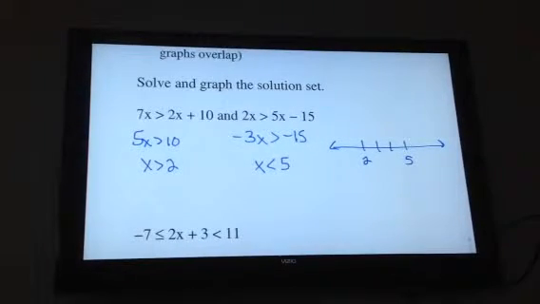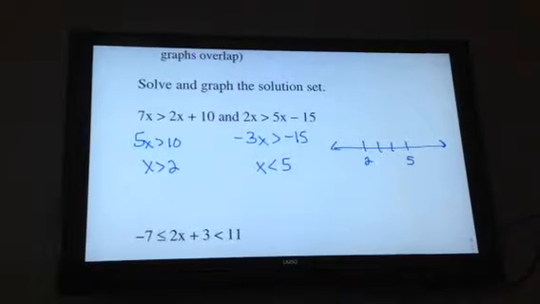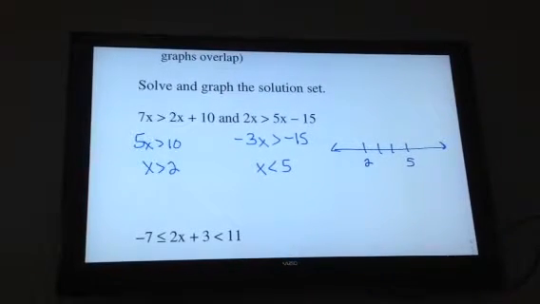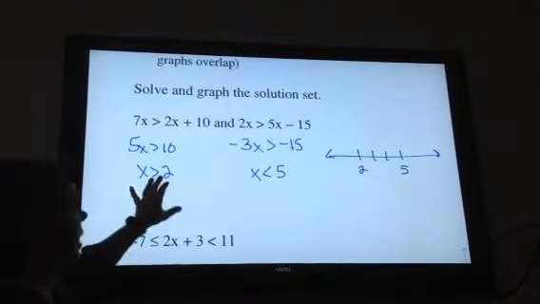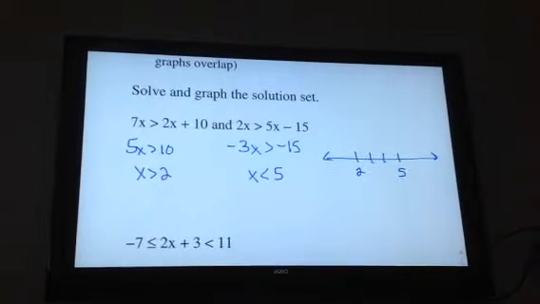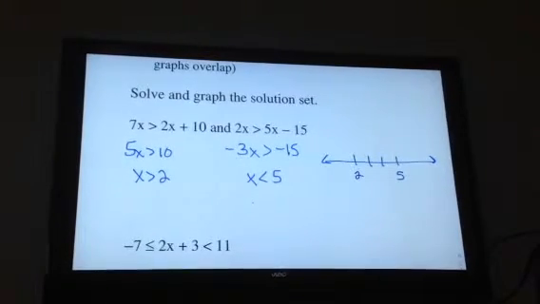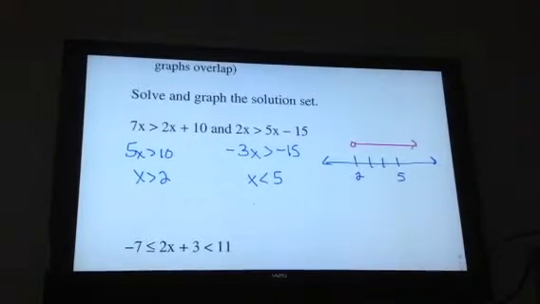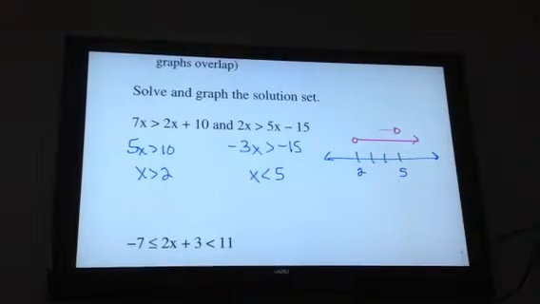So I'm going to do what I call my helper graphs. This is not a necessary component of your answer. The helper graphs are simply the individual graphs of the two inequalities. So whether you have this or not is going to be up to you. And the helper graphs I just put above the graph. So x is greater than 2 looks like that, an open circle on 2 going to the right. And x is less than 5 is an open circle on 5 going to the left.